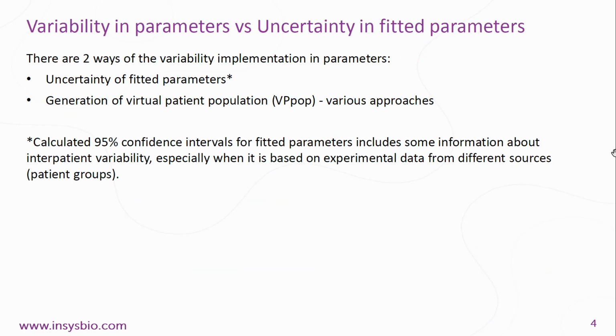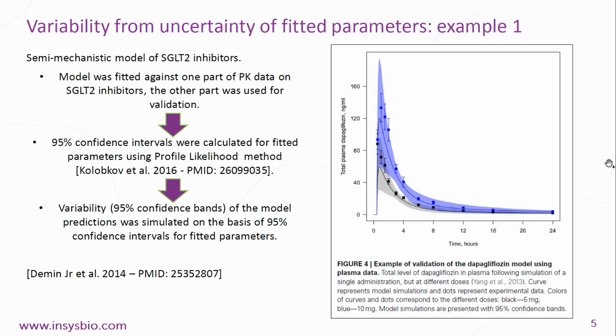So, there are two ways of variability implementation in the parameters. First is the uncertainty of fitted parameters. For the fitted parameters, we can calculate 95% confidence intervals. And these intervals include some information about interpatient variability, especially when it is based on experimental data from different sources, so different patient groups. The second general approach is the direct generation of the virtual patient population. There are various approaches to generate virtual patients. First of all, I would like to illustrate the variability taken from the uncertainty of the fitted parameters.